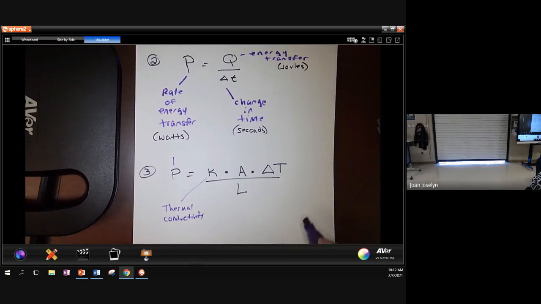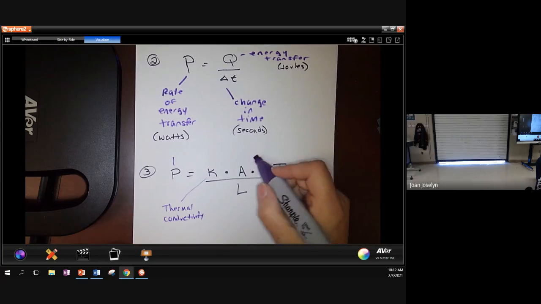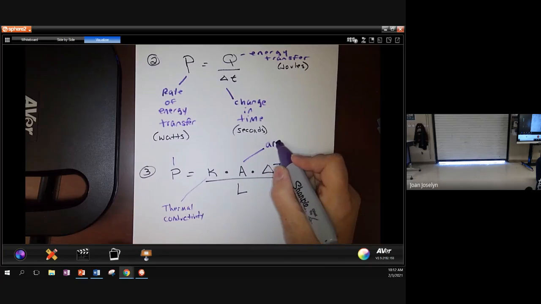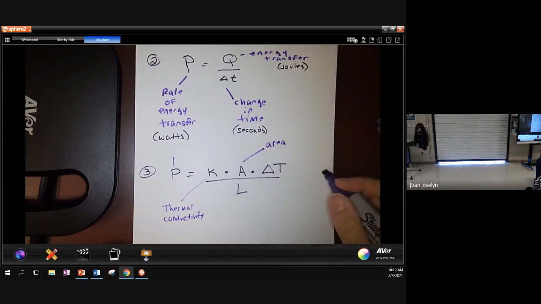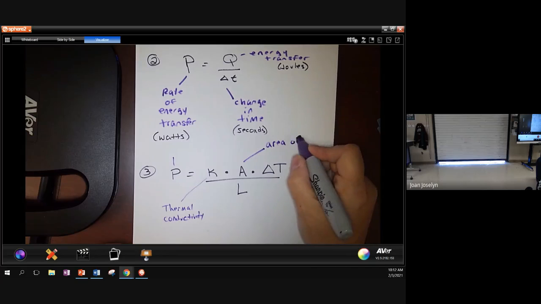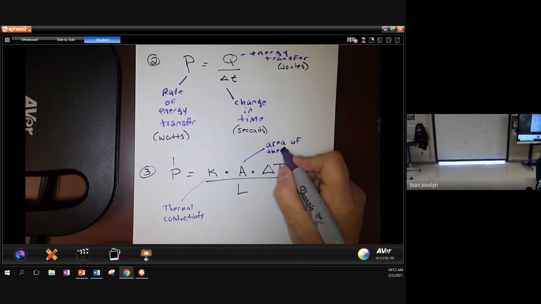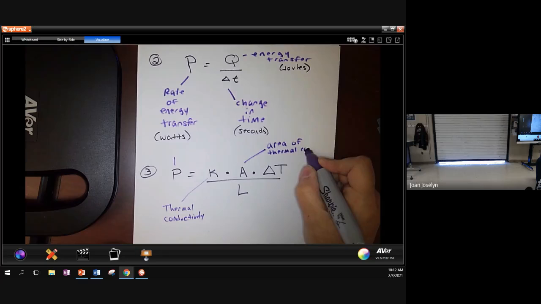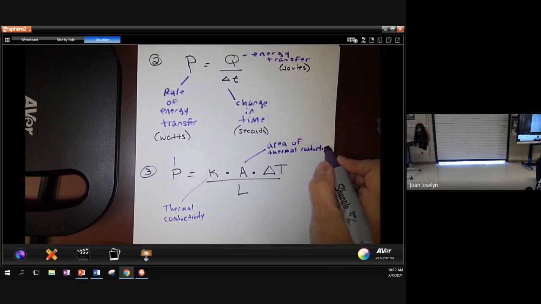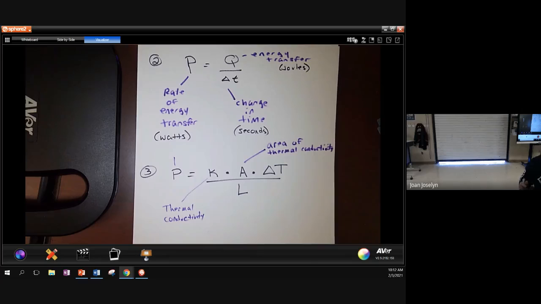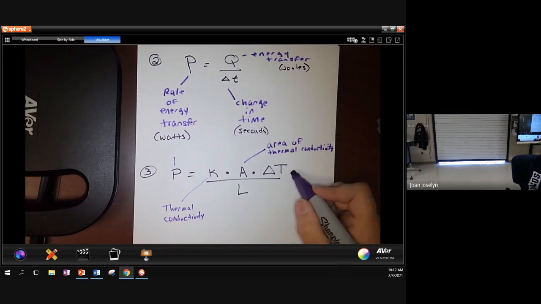And then A is the area of thermal conductivity. So what space is it being used in? We know the uppercase T is temp.